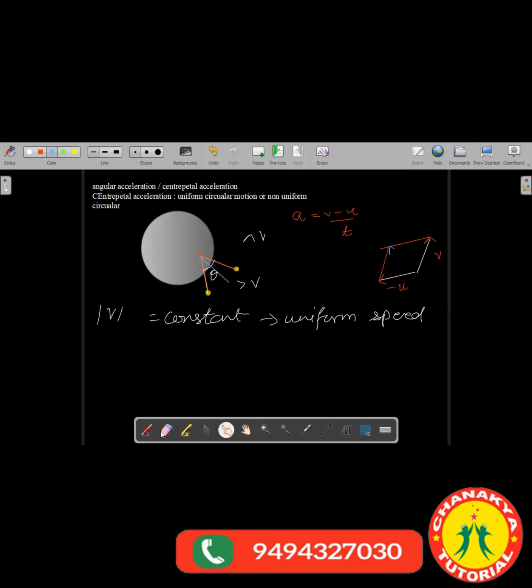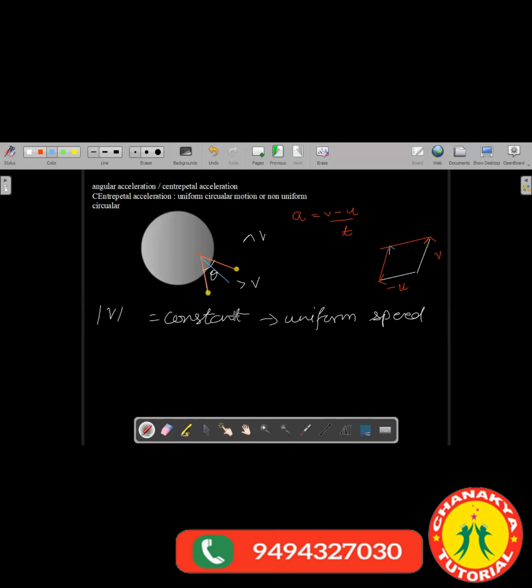Okay. So here we have obtained that there will be a centripetal acceleration every time whenever the object is moving in a circle, whether there is an angular acceleration or there isn't an angular acceleration. You will find that there is acceleration which is directed towards the center. And this acceleration is given as v minus u by t.